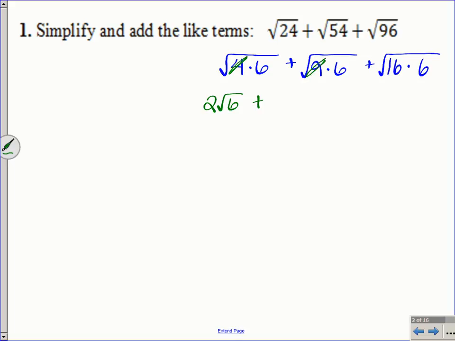Square root of 9 is 3, so the 3 comes out front, and I'm left with square root of 6. And the square root of 16 is 4, so the 4 comes out front, and then I'm left with square root of 6. So remember, we talked about how the only time you can combine radicals is if the stuff underneath the radical is the same. That's what makes them like terms. Well, in this case, we do have the same thing under all the radicals, a 6. So we can combine them by adding the coefficients. So 2 plus 3 is 5, plus 4 is 9, root 6. And that's the answer to number 1.